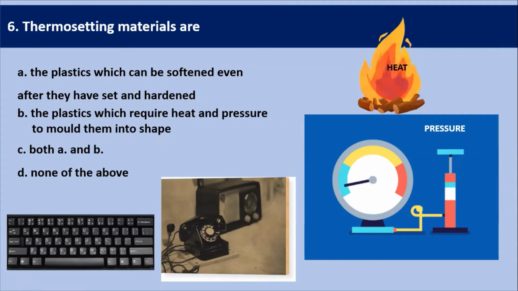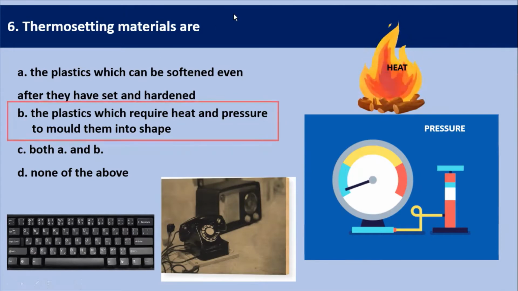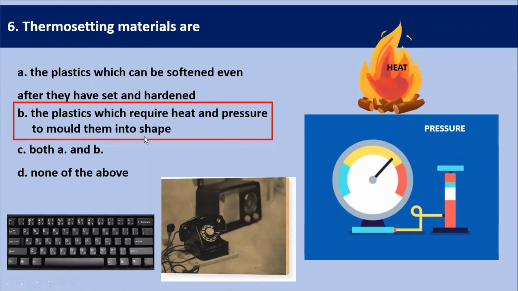Thermosetting materials are plastics that are either originally soft or liquid, or they soften once upon heating and then harden permanently. So in this case, if you see in these options, option B will be the answer, because thermosetting materials are plastics which require heat and pressure to mold them into shapes.